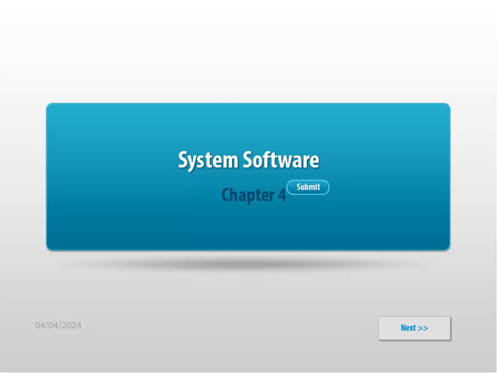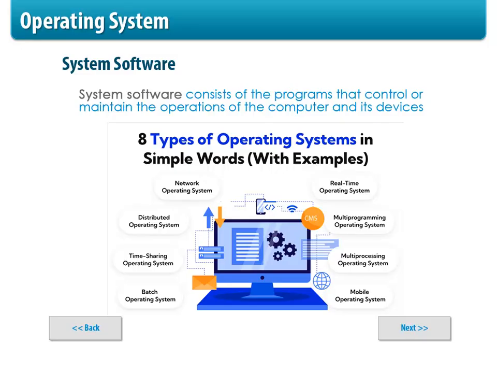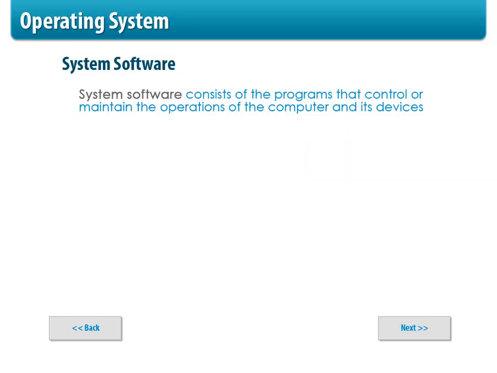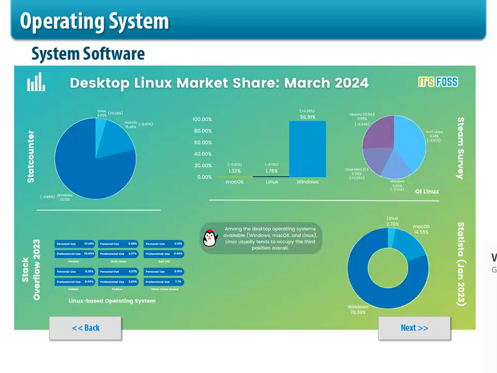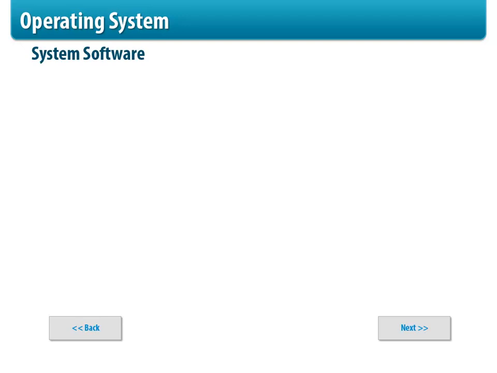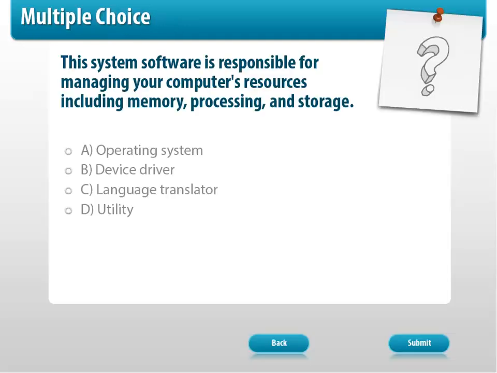We're going to dive into system software in this chapter. We're going to cover everything from standalone operating system to system server and the components that are in most operating systems.